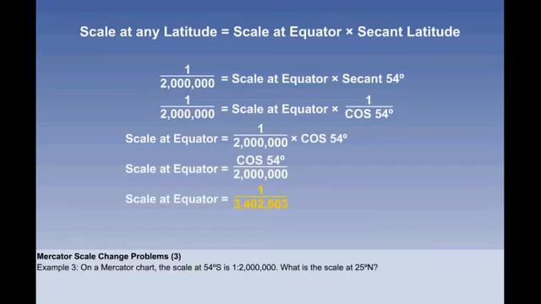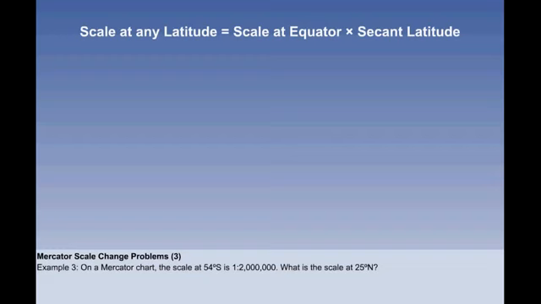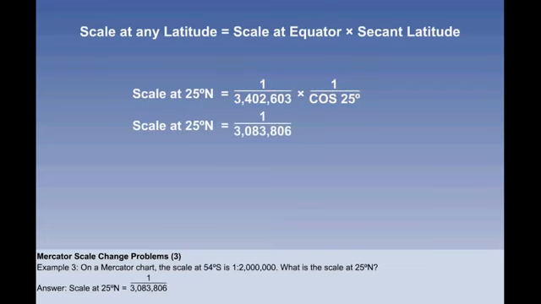Now, knowing the scale at the equator, we can find the scale at 25 north. Go back to the basic Mercator scale change formula. Scale at any latitude equals scale at the equator times secant of the latitude. We know the equator scale, so we can substitute in for 25 north. Multiplying out gives us a scale at 25 north. It's about 1 to 3.1 million.